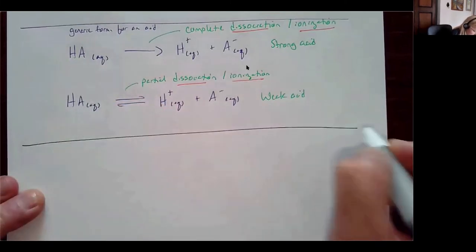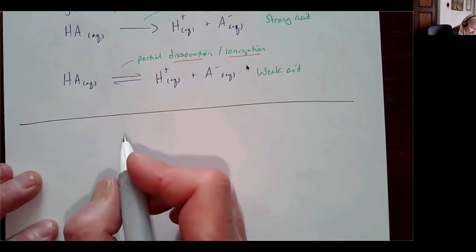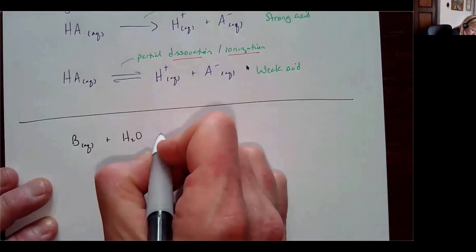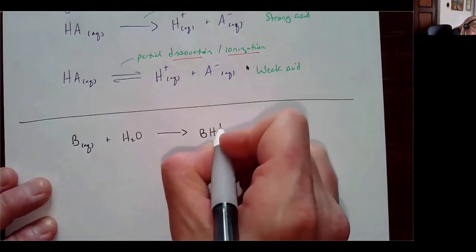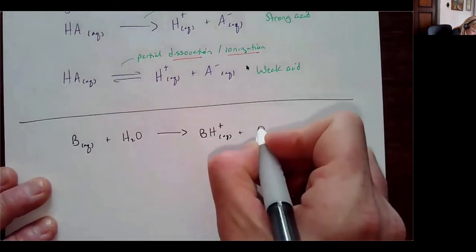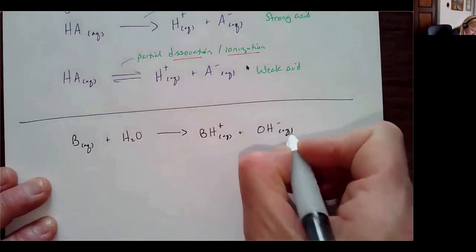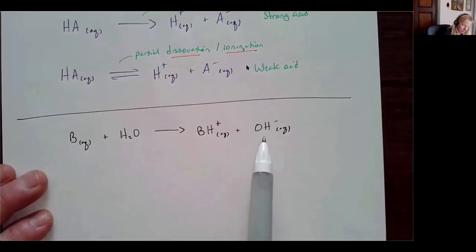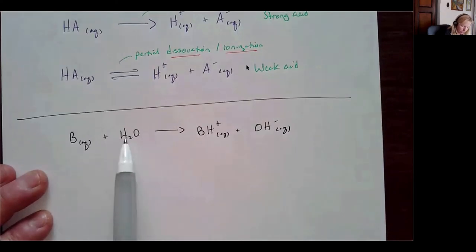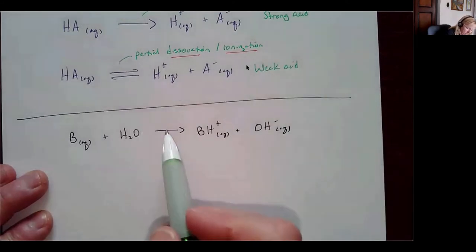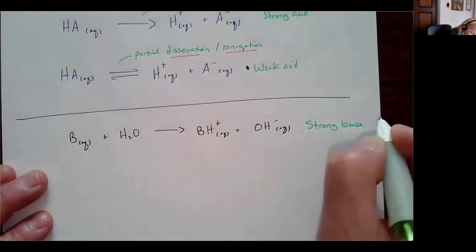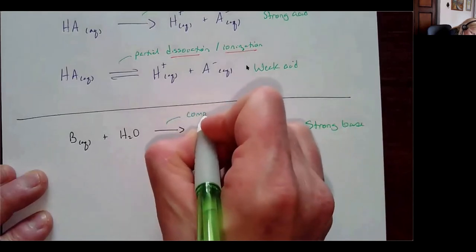So I could do the same thing for a base, and I could have generic base B in water goes to BH plus OH minus. So this is my definition of a base: it produces hydroxide ion in water, however it did it, whether it pulled a hydrogen ion off of this. This single arrow here denotes that I have a strong base, because I have complete dissociation, or, you guessed it, ionization.